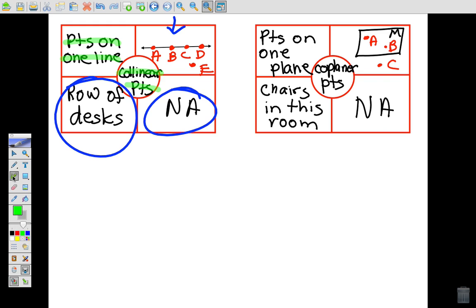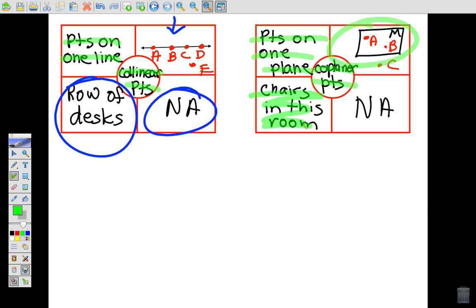Now, last definition are coplanar points. They're points on the same plane. Notice in the picture that I have to the right here, I have plane M, and then I have points A and B on it. A and B are coplanar because they lie in the same plane. But A, B, and C are not coplanar because C is off the plane.